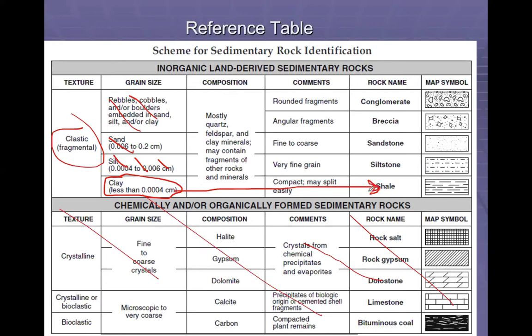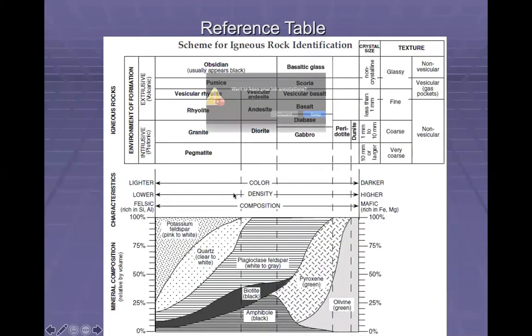Now, if you look at the comments that I just drew an arrow through, compact, may split easily. So hopefully you're thinking, wow, it's like mud that's been kind of compacted and it's stuck together now, but it doesn't take much to split it up. So that is a classic example of shale. So that is that.